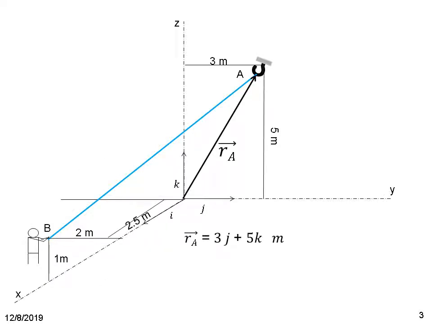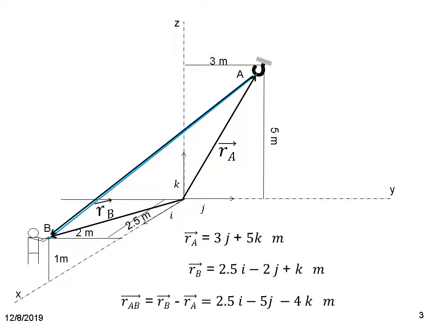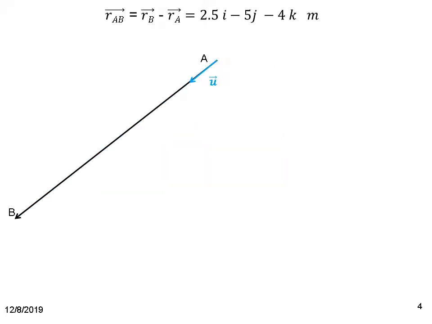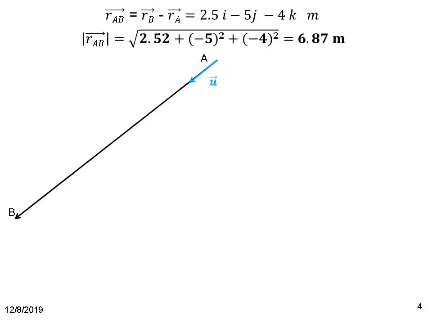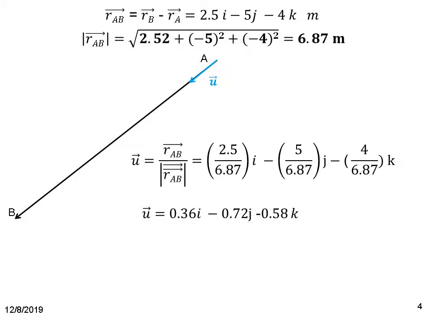The first step is to find the position vectors RA and RB respectively. From this, the displacement vector RAB can be calculated, which is RB minus RA. Once you have the displacement vector, we can calculate the magnitude and the unit vector along the direction AB. That is how we calculate the magnitude, and this is how we calculate the unit vector: just the vector divided by the magnitude gives you the unit vector.